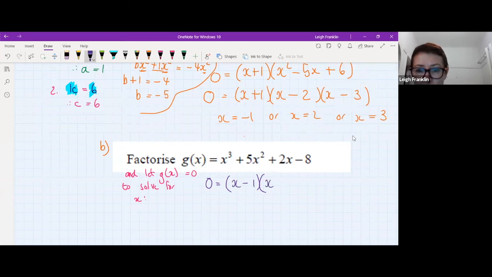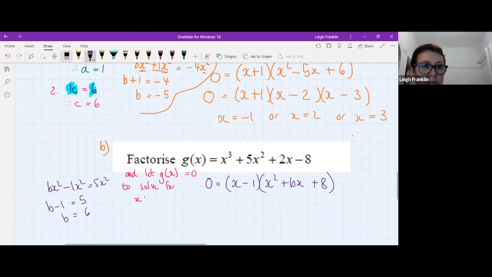Okay, and then over here, we would have ended up with x squared. So I would have had plus 8 at the end. And then here with my bx term, I would have said x times bx, and that would have given me bx squared, and minus 1 times x squared, and that would have given me minus 1x squared, and that would be equal to 5x squared. So b minus 1 is 5, which means that b would be equal to 6.